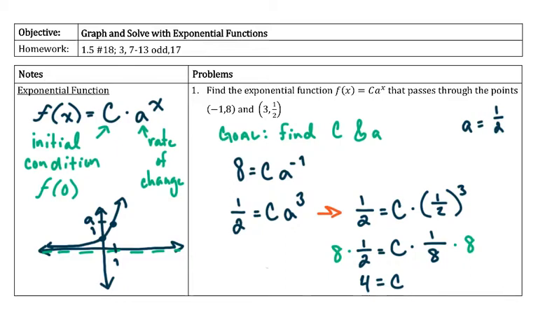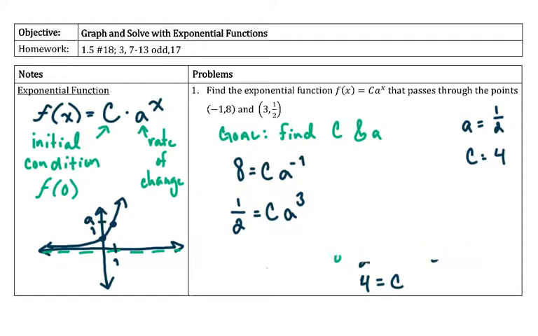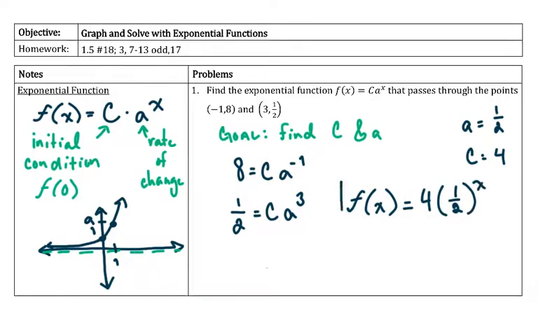We have a is 1/2, c is 4, and so then our answer, which I will once again do a little erasing to make some space for, our final answer is the function f of x is equal to c, 4, times a to the x, so 1/2 to the x. And that's our function.